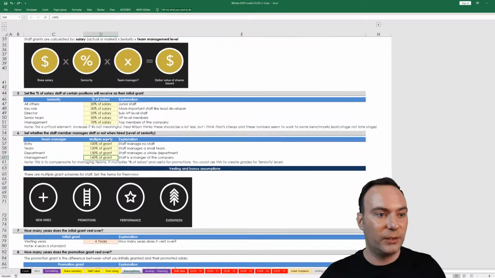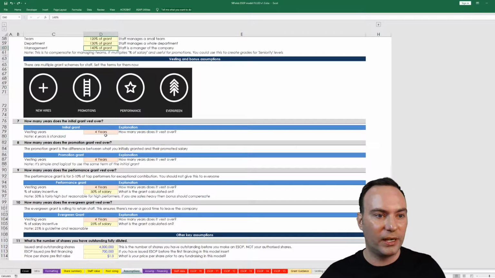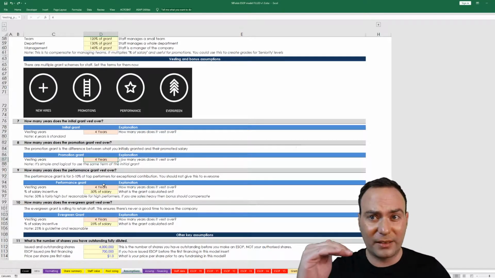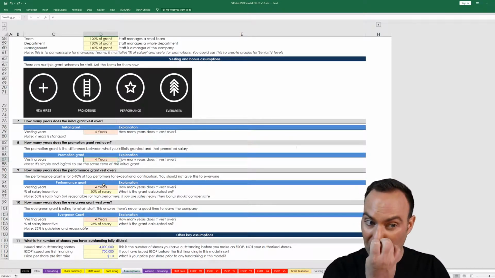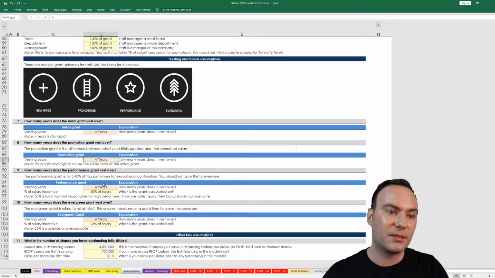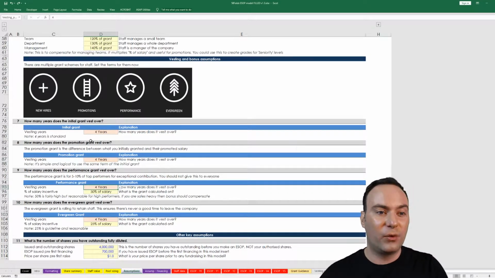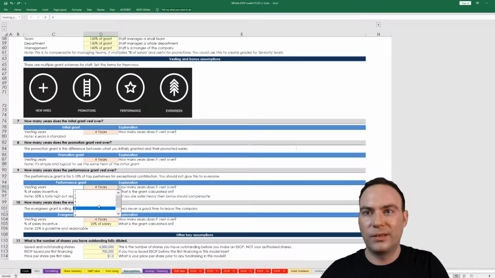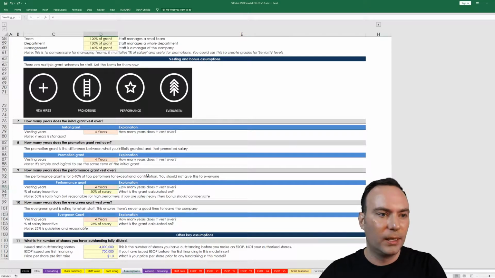The next thing you want to do is vesting for all the initial grants, promotion grants, performance grants. You want to sequentially stack these out. Again, if you don't understand what that means, look at the previous video where I talk about this. I recommend 4 years for all of these. Drop down menu, you can change to something else if you want. Just use 4, it's easier.